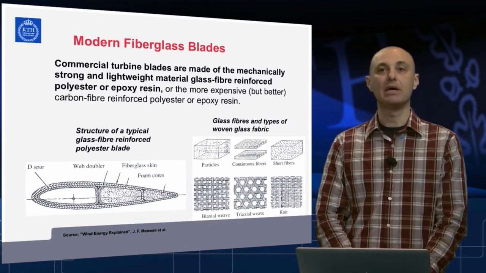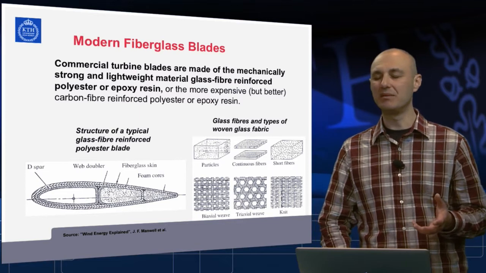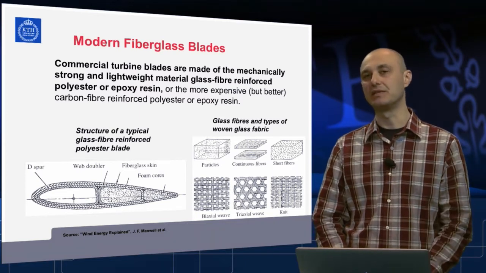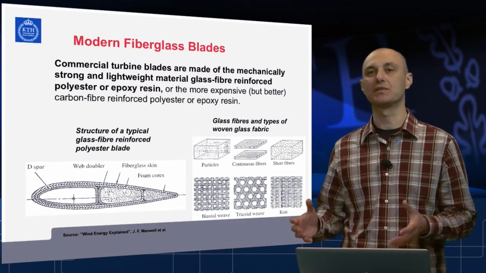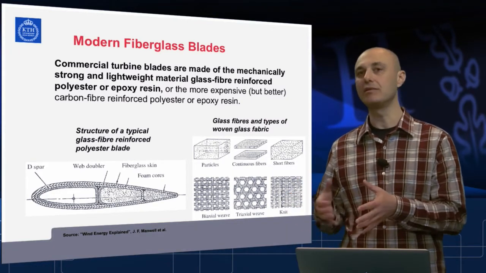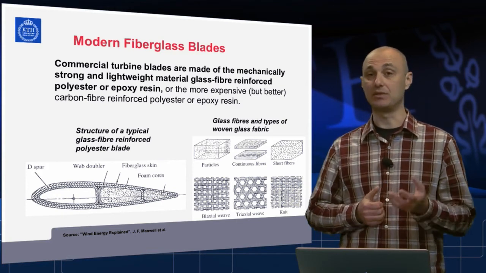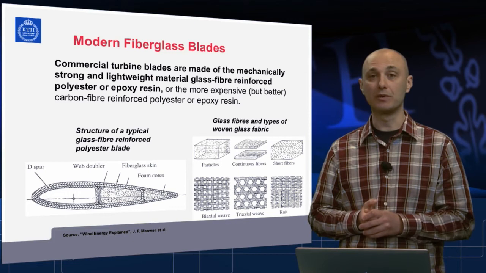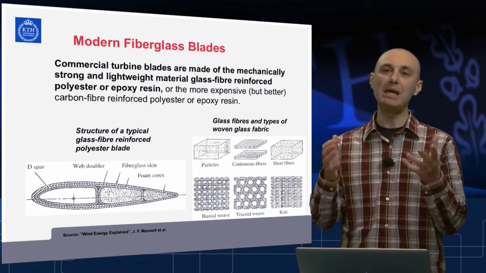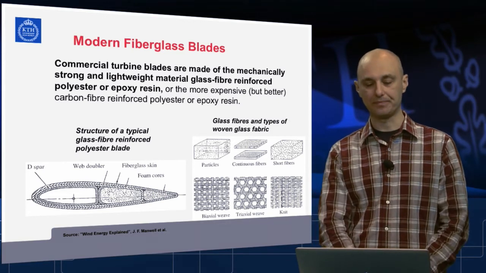Modern blades are made of fiberglass. And this is not a development purely for the wind turbine industry. Actually, the fiberglass structures come from many other applications, and they were adapted to the wind turbine industry. When this happened in the 80s already, it was a very important step forward, maybe the deciding step towards commercial wind power.